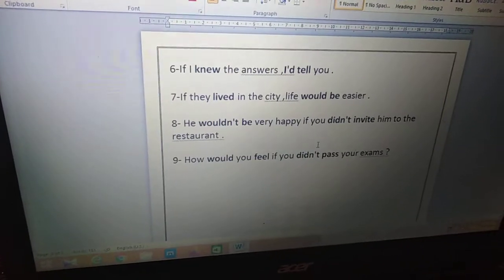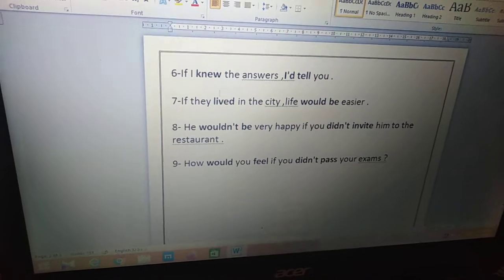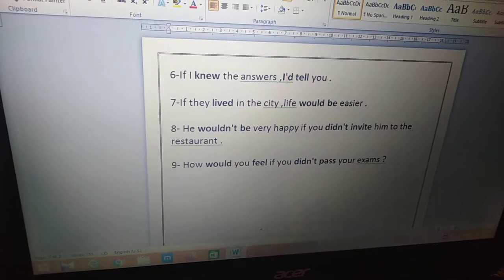If I had a bicycle, I would ride to school. The first part we use simple past in the second conditional, but the other part اللي هو main clause result we use would plus verb 1. Be careful. If I knew the answers, I would tell you. Simple past, would plus verb 1.